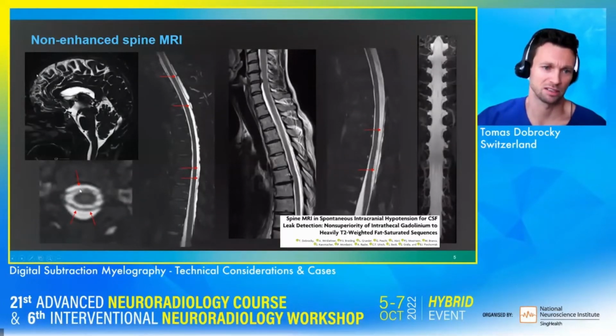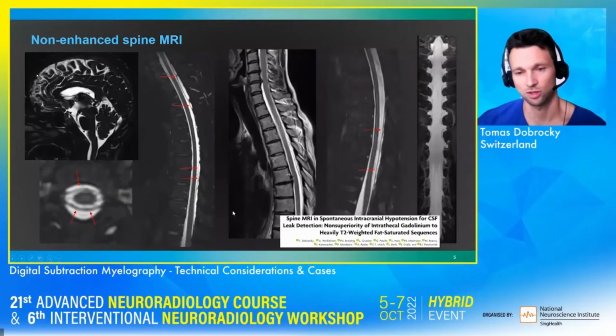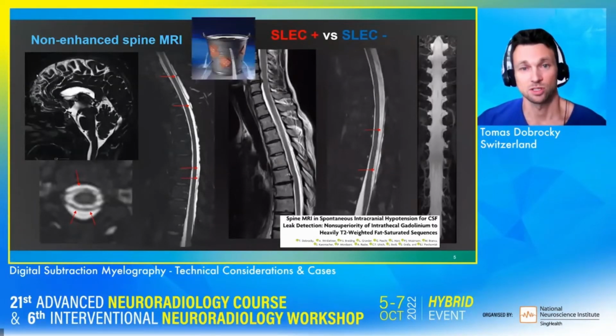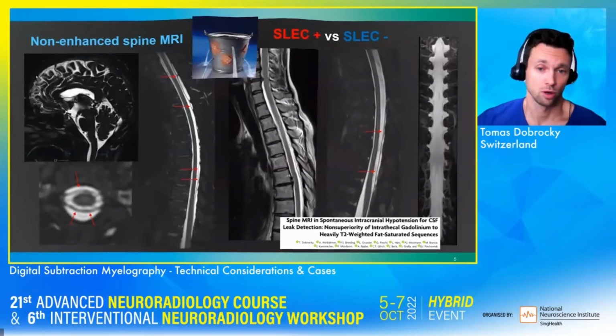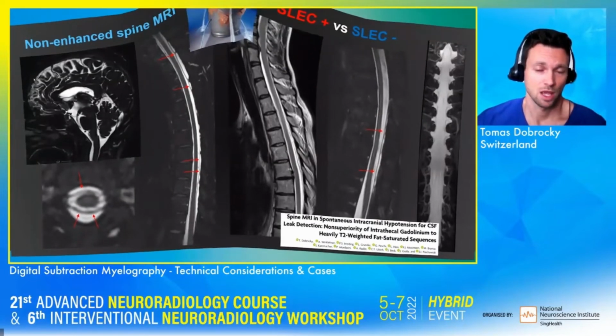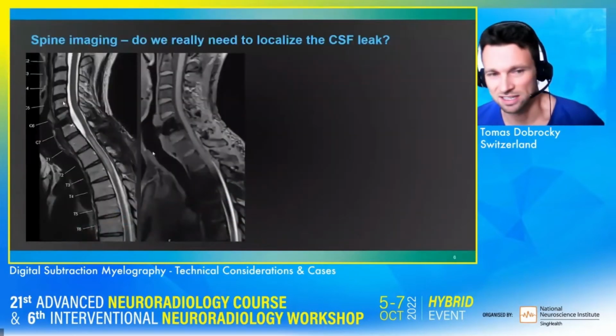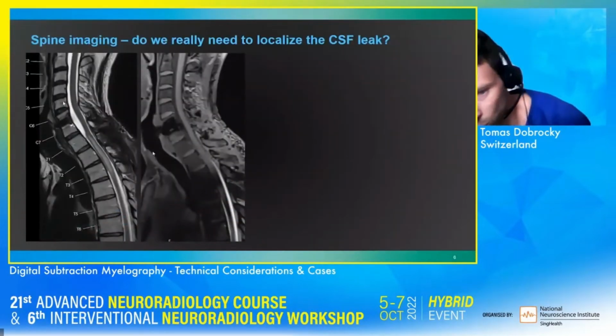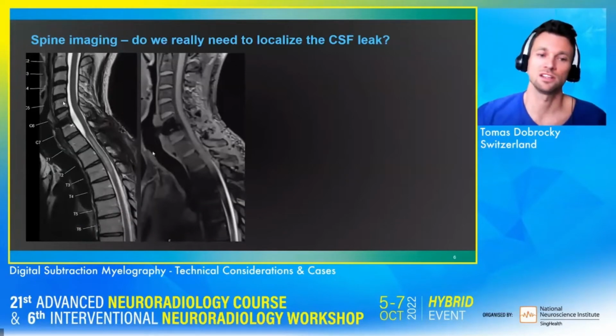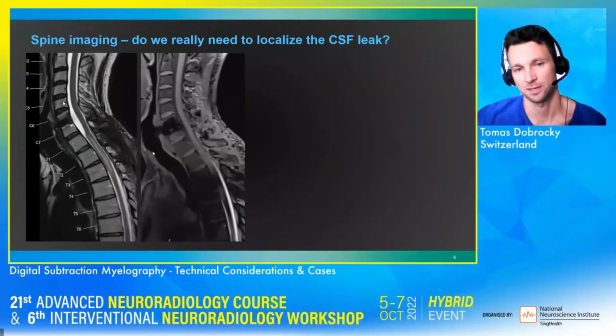You can nicely depict the dura and see that there is clearly CSF in the epidural compartment. Here in this case, you can guess that there might be something, but definitely this is a lot better seen on the fat suppressed image. So this is the one we always do on all those patients. You might say, do we really need to go further and see where the leak is localized? I can show you a case to try to convince you that this might be important.